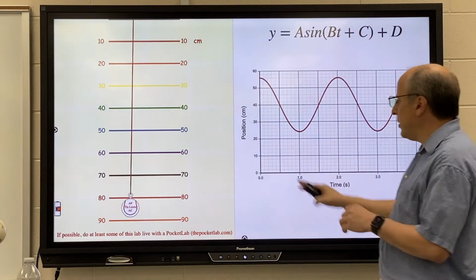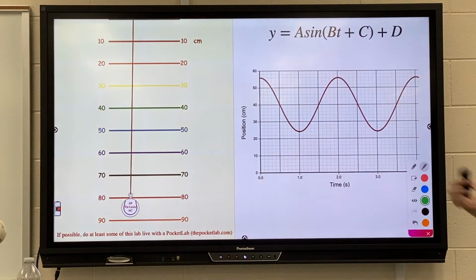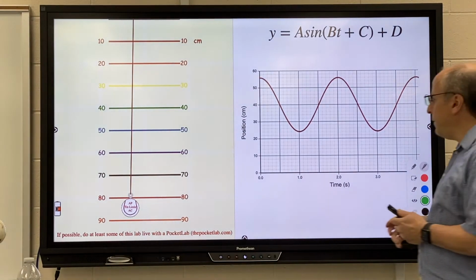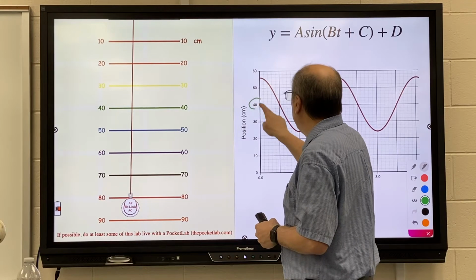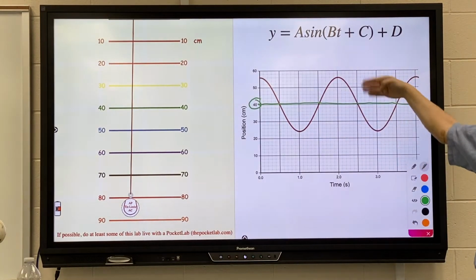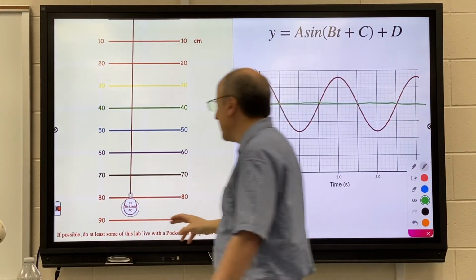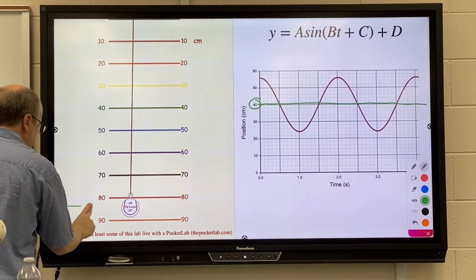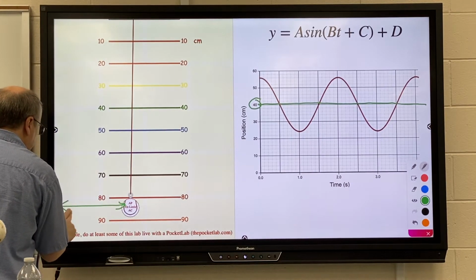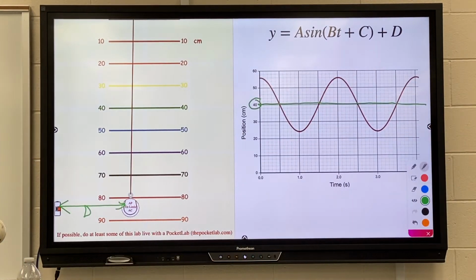Okay, so if you take a look at our pocket lab, how could we get a sine curve based on the parameters of our lab? So if you look, the first thing we always do is get the D value. We know that it's the average for our sine curve, but how does it relate to our pendulum? Well, it turns out that the D value would be the distance to the ball when the ball is hanging straight down. That would be the average position of the ball.